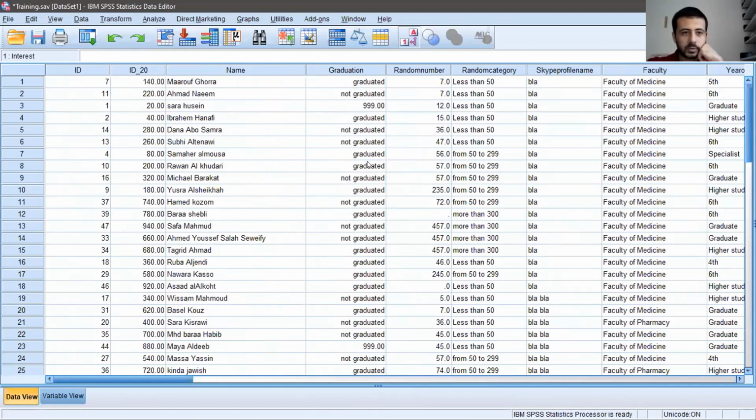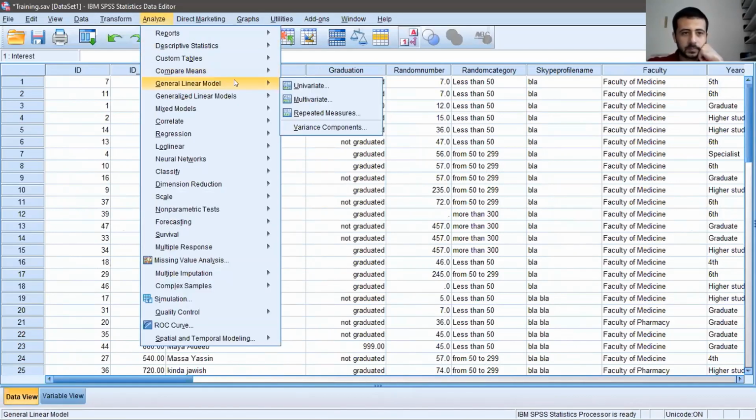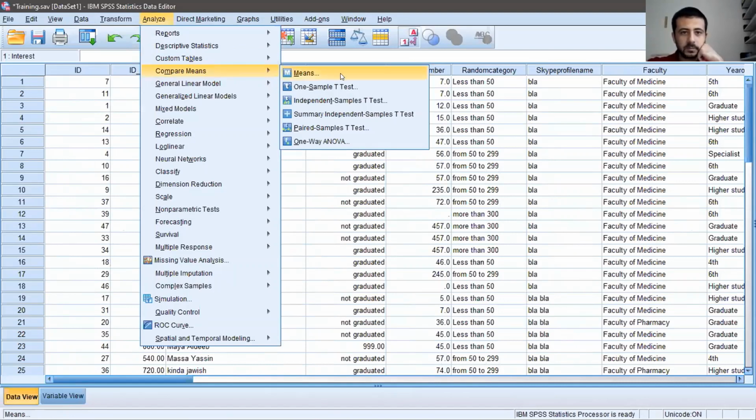How can I use them? I'll take analyze, compare means, and we can take the one sample t-test. I can use the whole column and compare it to another mean. I compare the mean to the column. This is a one sample. I have one sample and one mean that is known already.